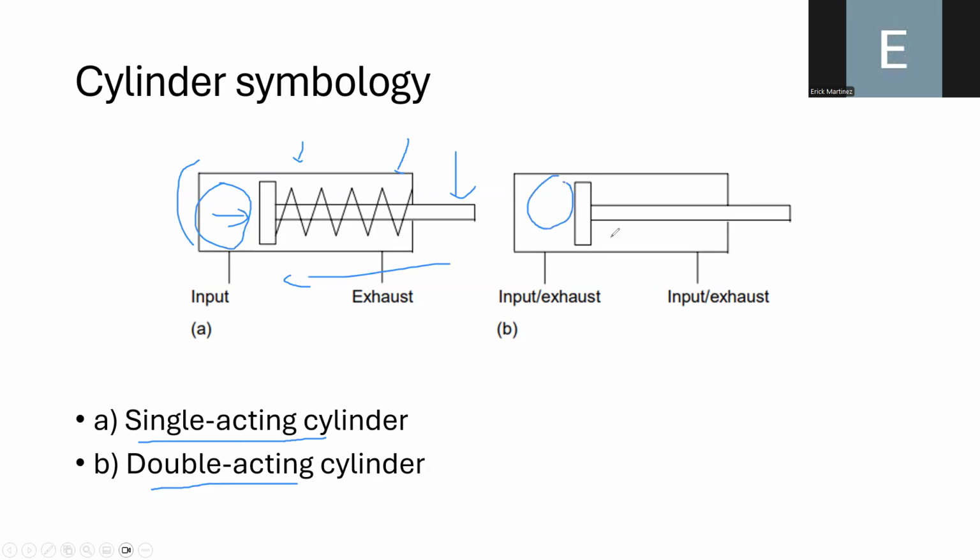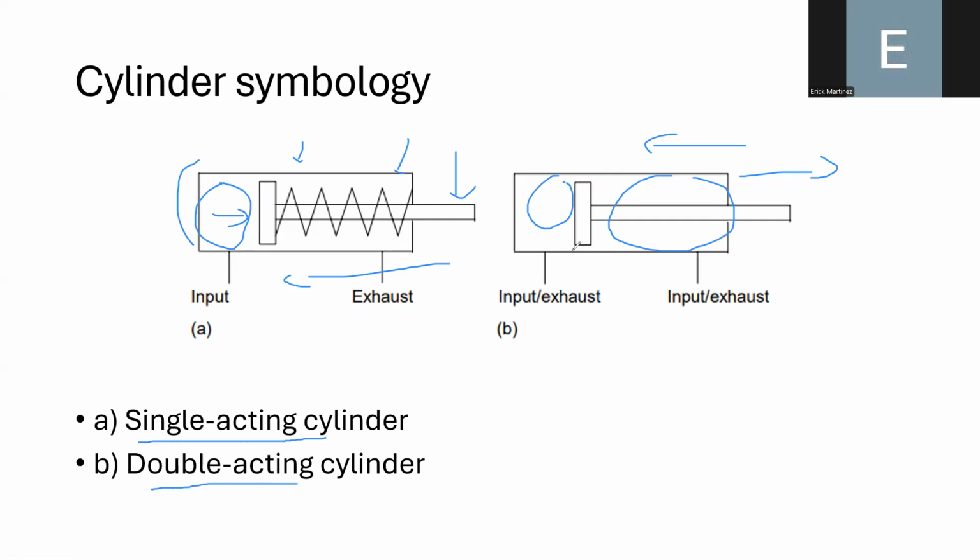Add pressure air in this region in order to extend the piston. But if you want to retract the piston, you need to add air pressure in this region. Okay, so you need air pressure on both sides in order to extend or retract the piston into its two different positions, no? The extended position and also the retracted position.